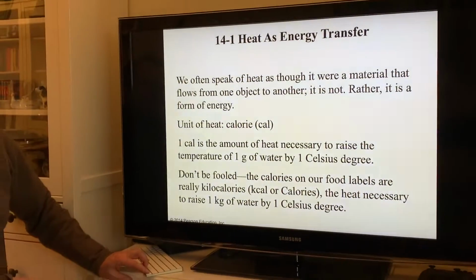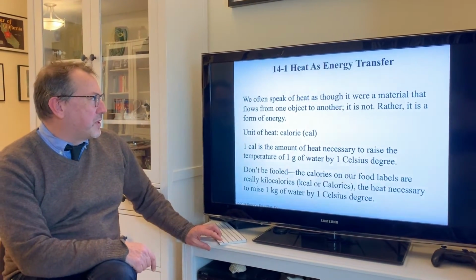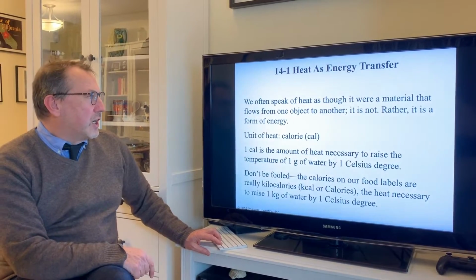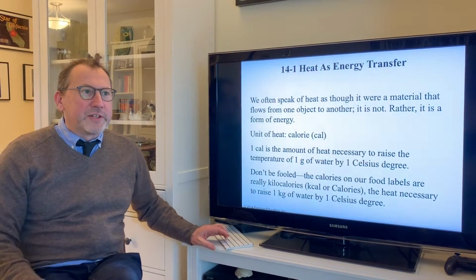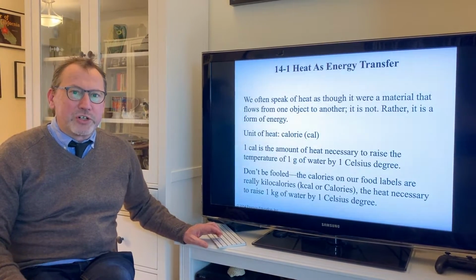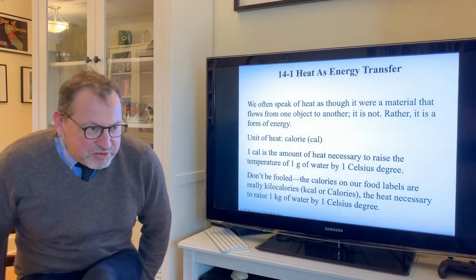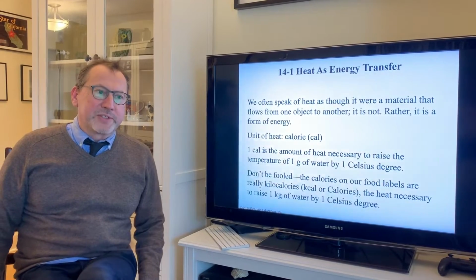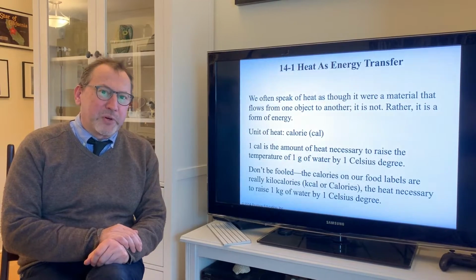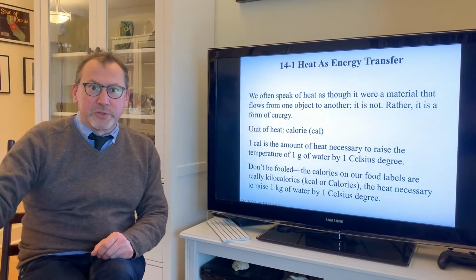Okay, there's the contents. Let's start at this slide here. We often speak of heat as though it were a material that flows from one object to another. It is not, rather it is a form of energy. Back in the 18th century, they thought that heat was a fluid. I don't know if you remember, but when we were talking about charge, in the 18th century, that also was thought of as a fluid. So in the 18th century, there was an idea that we have fluids, and if the fluids are out of balance, then things slosh around. So that's where the idea of positive and negative came up with electrical charge. Either you have too much electrical fluid or too little electrical fluid.